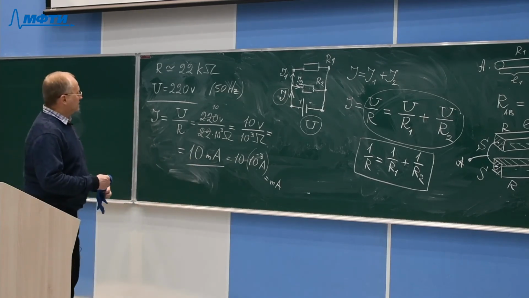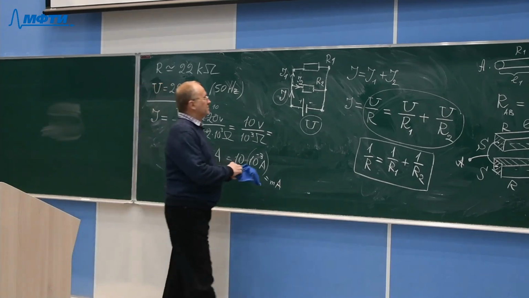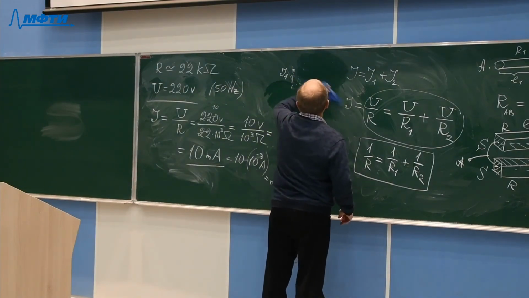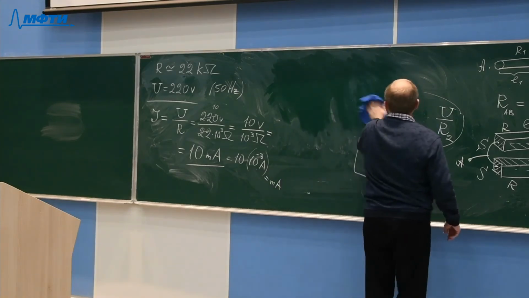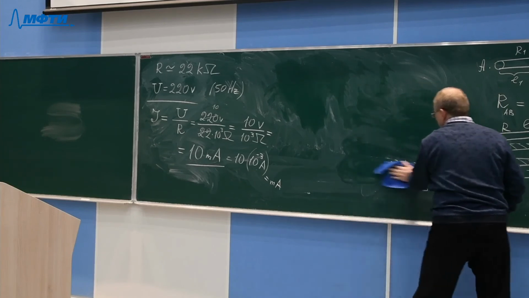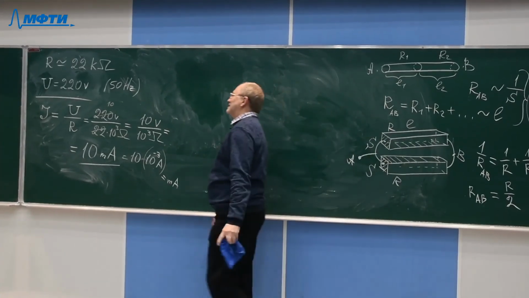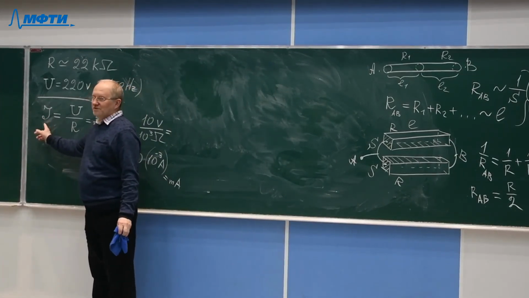So I have considered this problem in order to discuss the fact that electric current is dangerous for a person, and what kills is not the voltage, it's the current that kills a person. It's the current, not the voltage.